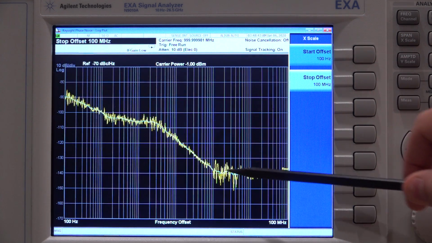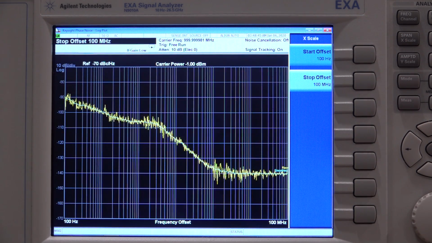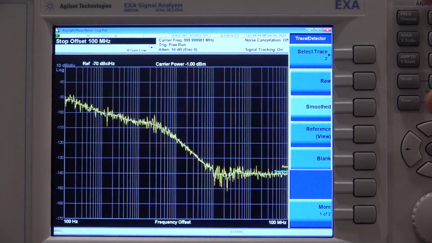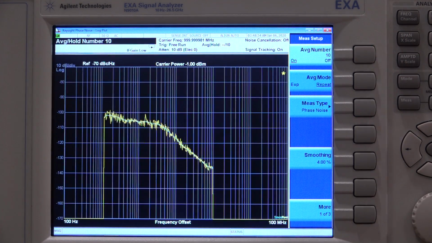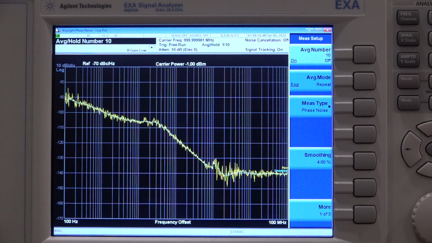So this is now the shape of the phase noise. Now I can do a bunch of interesting things. I can do, for example, different types of detections. I can do averaging. Let me see, what did I want to do? Let's turn the averaging on first. I'm going to do this like this. So there you go, it's going to give us a nice smooth curve.